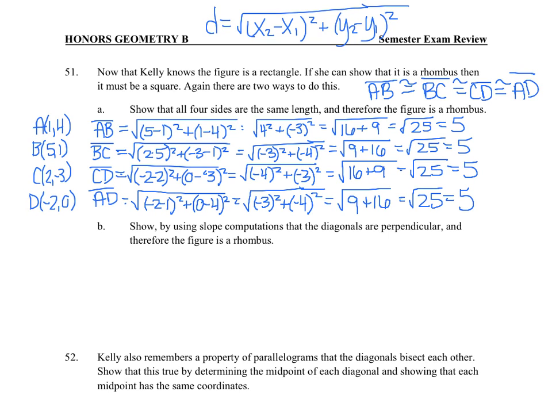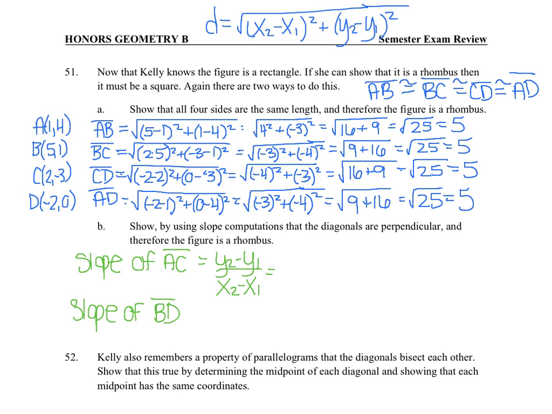Part B says, show by using slope computations that the diagonals are perpendicular and therefore the figure is a rhombus. So we need to find the slope of our diagonals. Our diagonals are AC and BD, so we're going to find the slope of AC, and we're going to find the slope of BD. Well, remember, slope is y2 minus y1 over x2 minus x1. AC, so negative 3 minus 4 over 2 minus 1. Negative 3 minus 4 is negative 7. 2 minus 1 is 1. This is going to equal negative 7.